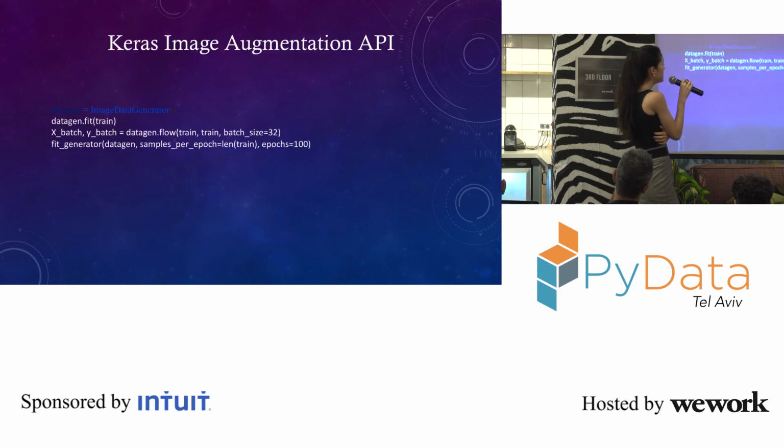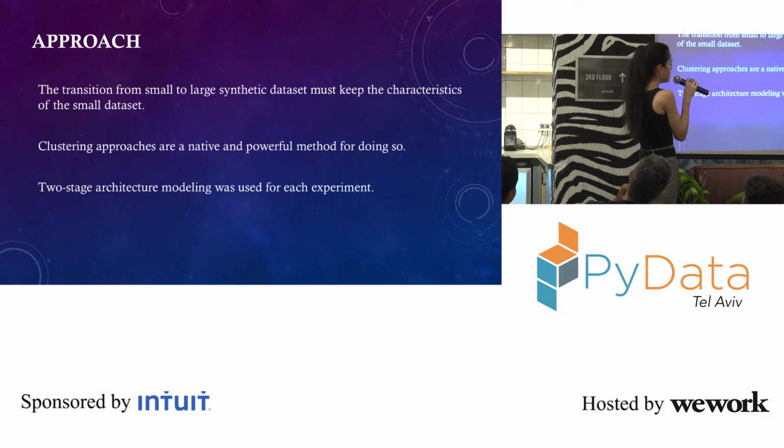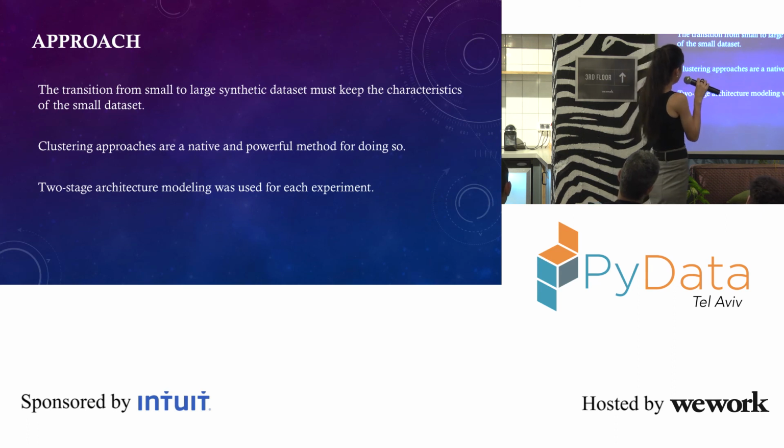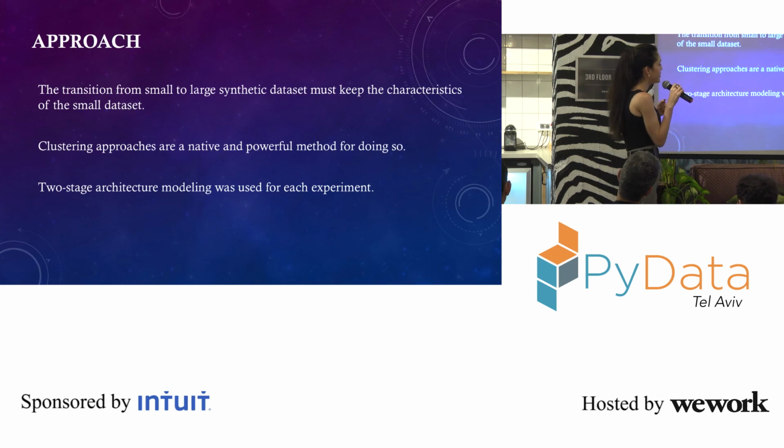For the implementation, I used the Keras API. It's pretty straightforward. Now I move to another space, the 1D space. The only thing I need to keep in mind is the characteristics of the small data set; I must not destroy them.